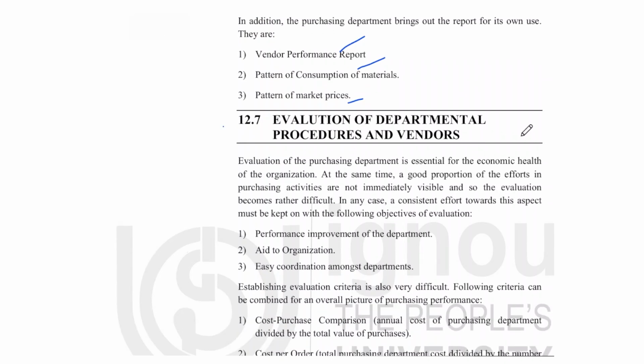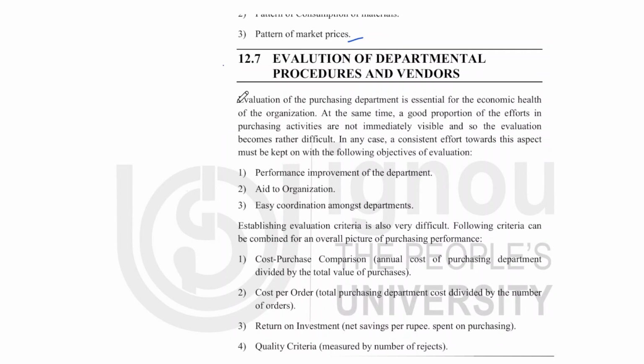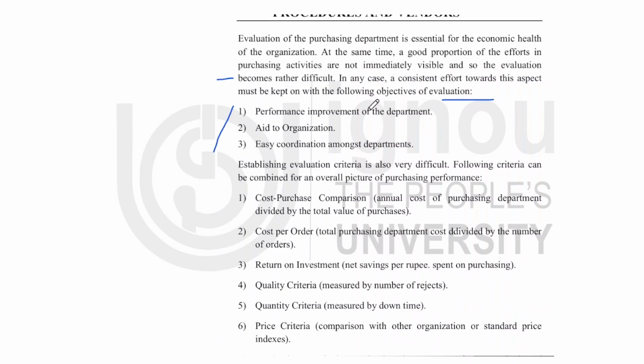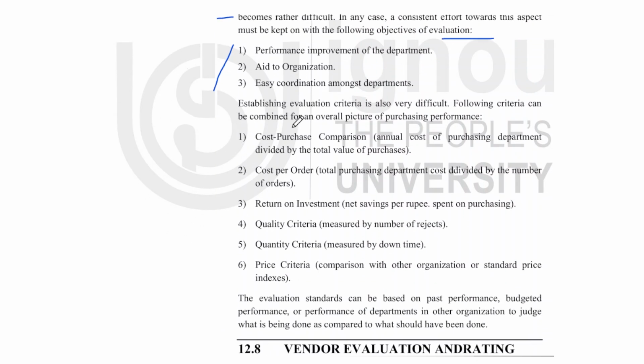And next is evaluation of departmental procedures and vendors. Evaluation of the purchasing department is essential for the economic health of the organization. At the same time, a good proportion of the effort in purchasing activities are not immediately visible, and so the evaluation becomes rather difficult. So a consistent effort towards this aspect must be kept on with the following objectives of evaluation. So one is performance improvement of the department, and the next is aid to organization, next is easy coordination amongst department.